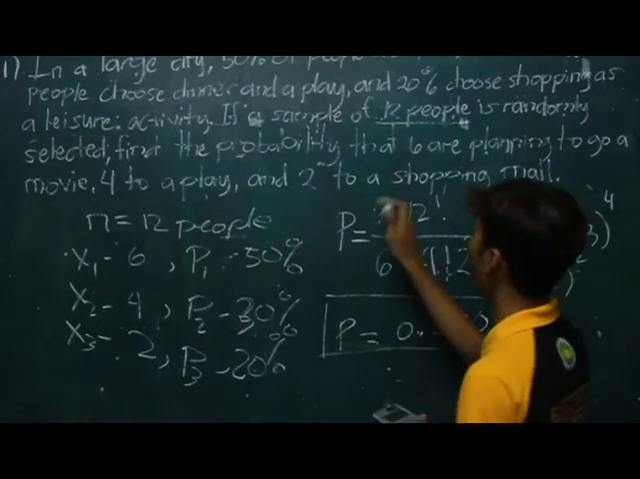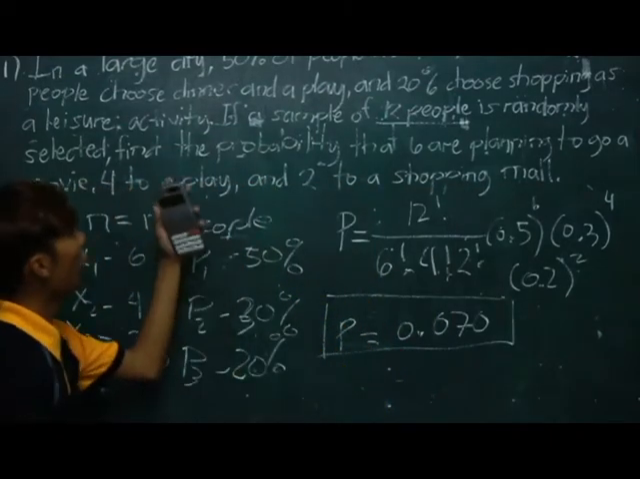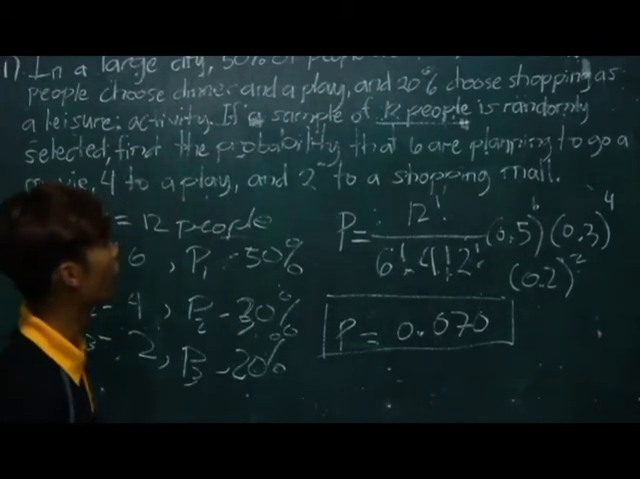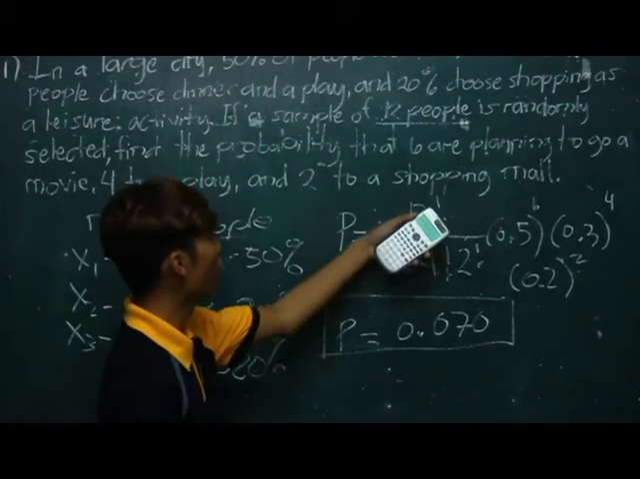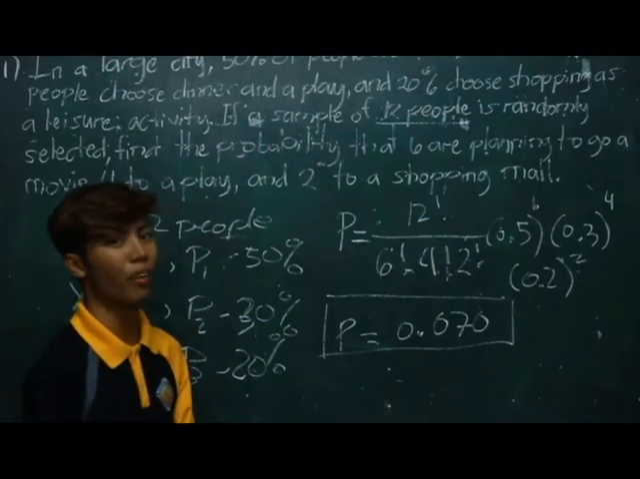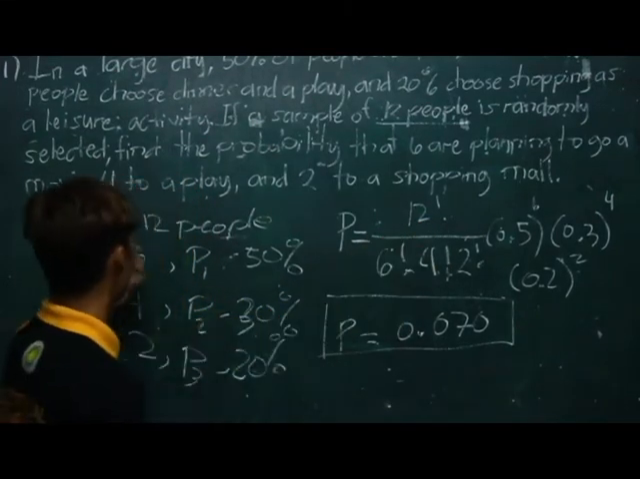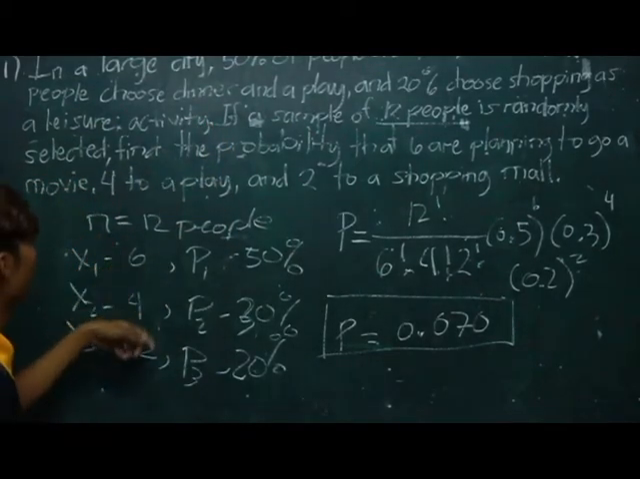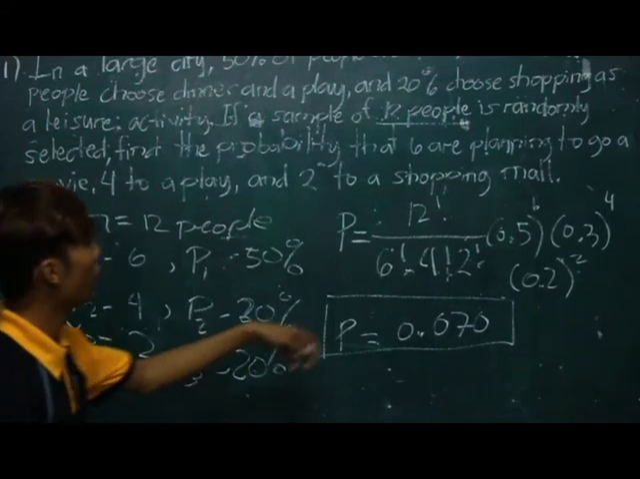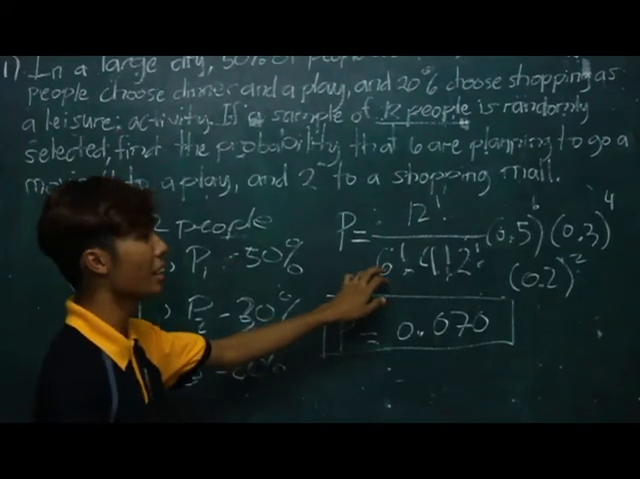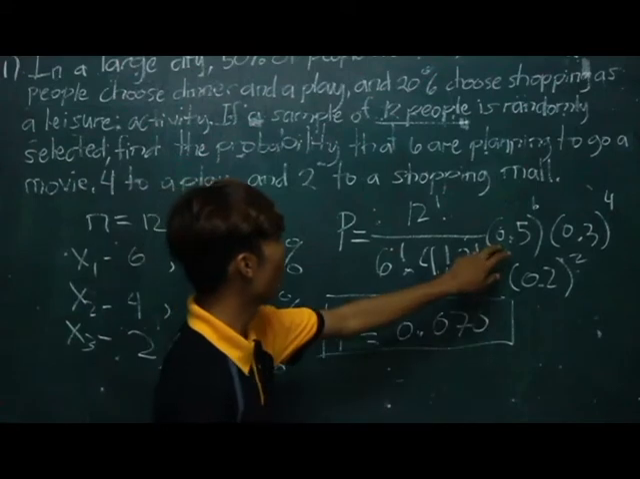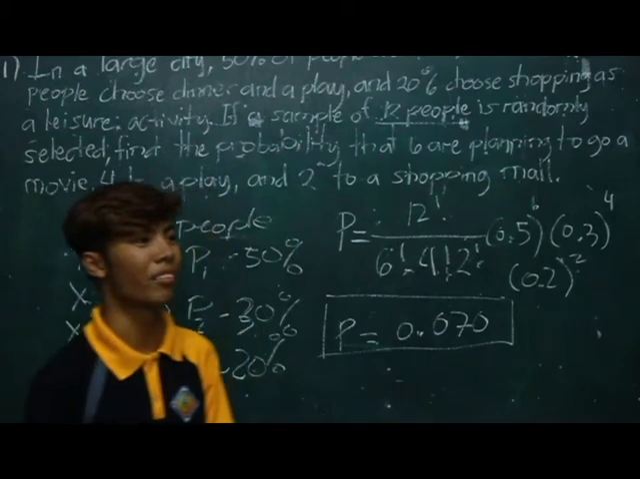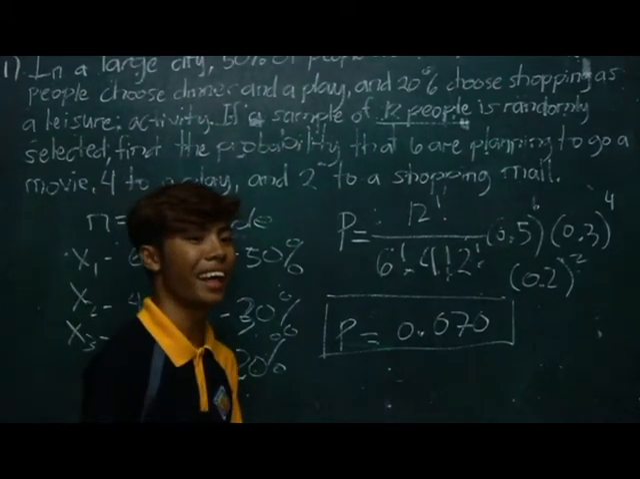This is the probability that 6 are planning to go to a movie, 4 to a play, and 2 to the shopping mall. As you can see, 12 is the number of random people selected in our event, and 6, 4, 2 are the x's: x1, x2, x3. And our probabilities p1, p2, and p3 are 0.5, 0.3, and 0.2 respectively. So stay tuned for more examples, and good day.